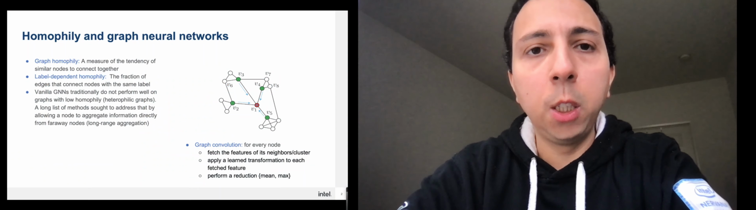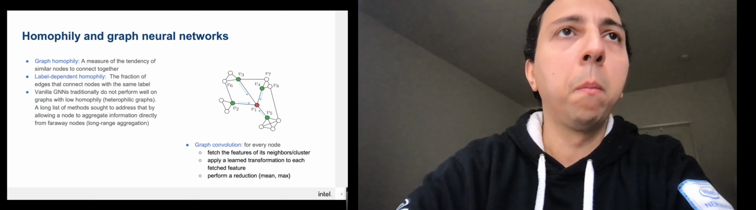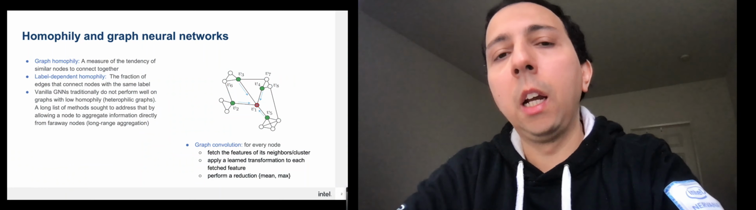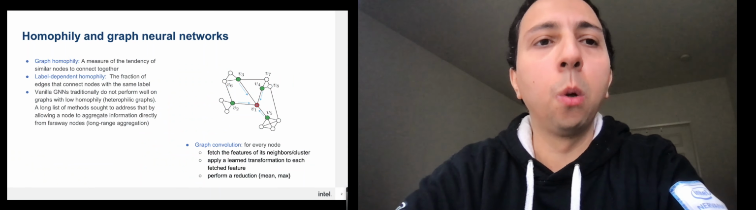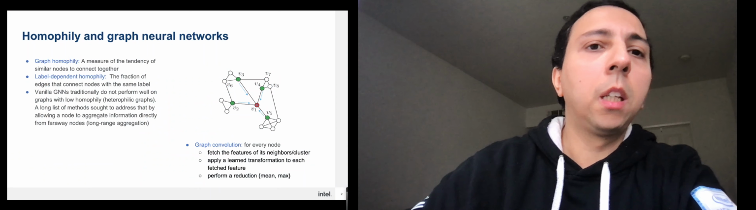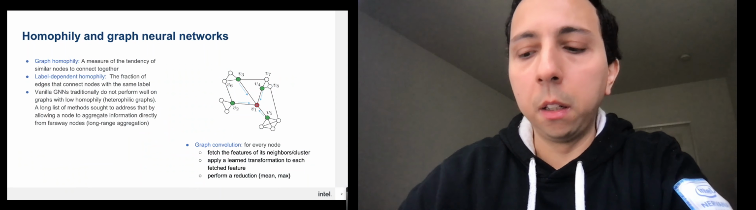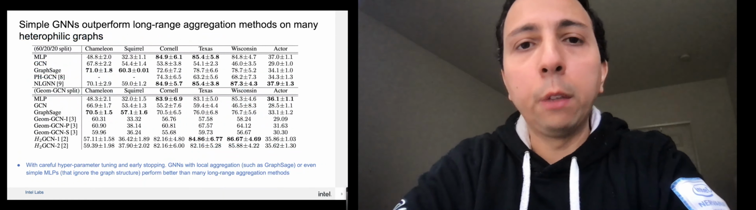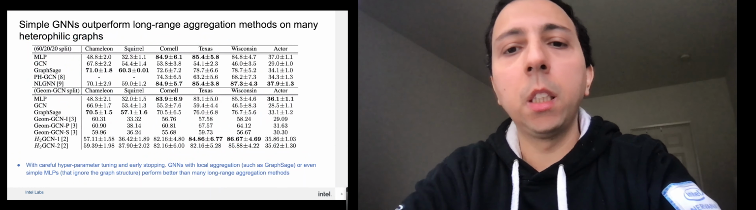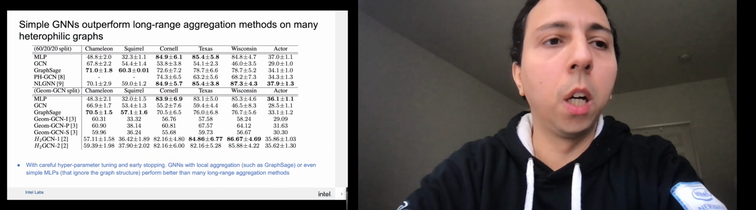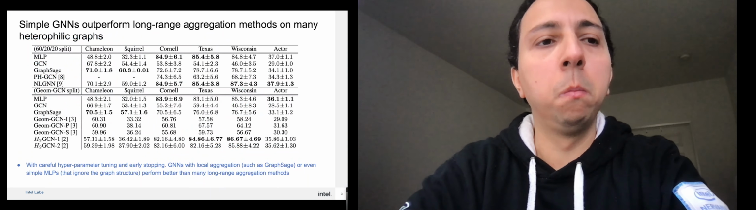So several long-range aggregation methods try to address this limitation of vanilla GNNs by allowing a node not only to aggregate information from its neighborhood, but also to aggregate information from distant nodes in the graph. And these methods claim improved performance when solving node classification tasks on heterophilic graphs. However, with careful hyperparameter tuning, we can show that vanilla GNNs and even simple multilayer perceptrons that don't take the graph structure into account can outperform many recently proposed long-range aggregation methods.